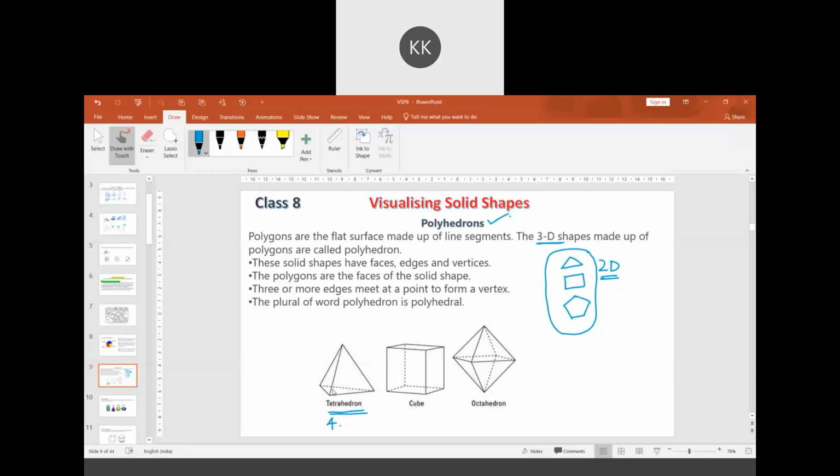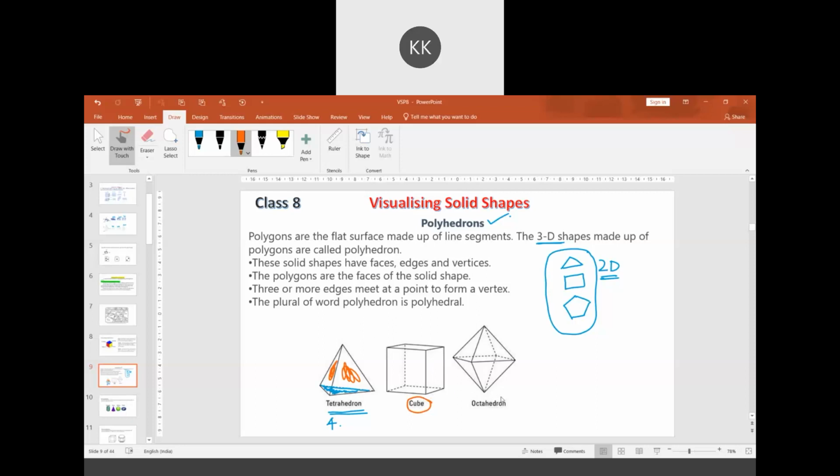Tetrahedron will be having 4 triangular faces. Here you can see this is a base. Let me color it with this sky blue color. That is one. This is second. This is third. And one more is there towards this side. So totally there are 4 triangles.